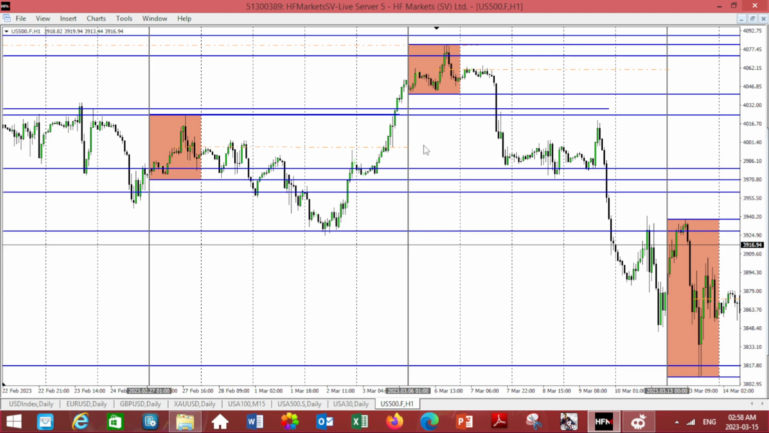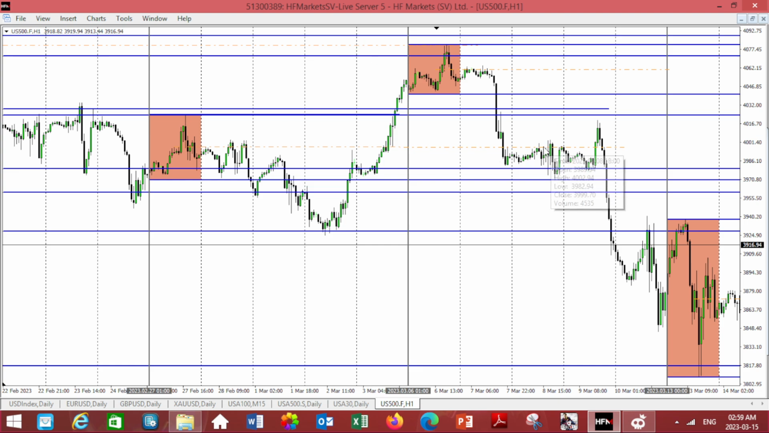And we have this equilibrium here. You can still extend it if you want. So look at how price is being affected by these previous equilibriums and the highs and the lows of Mondays.